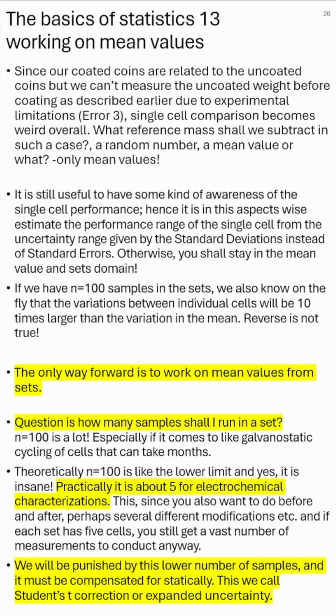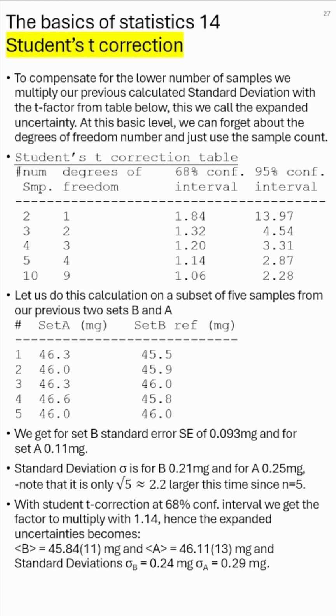So here's the catch. If we're going to stay on 5, we will be punished by this lower number of samples. And this we must take into account and compensate for statistically. And this we can do, and we call that the student's T correction, or the expanded uncertainty. And the basics of statistics 14, student's T correction.